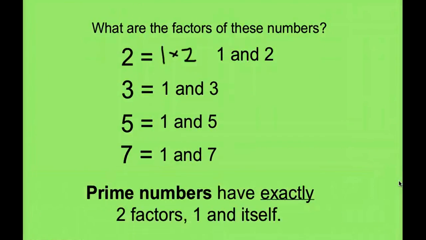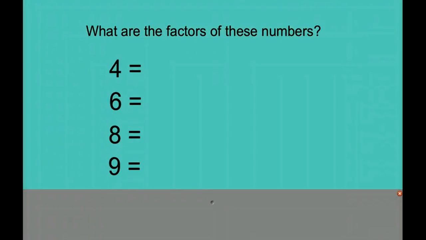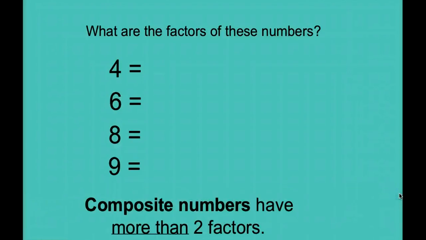So prime numbers 2, 3, 5, 7 are prime, and they have exactly 2 factors, 1 and itself. When we have composite numbers, they have more than 2 factors. So they have 1 and itself and then at least 1 other pair.